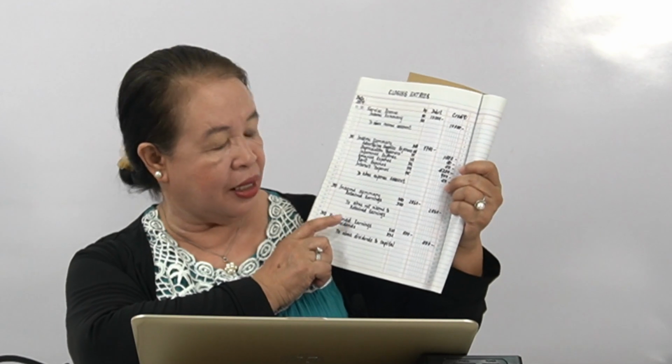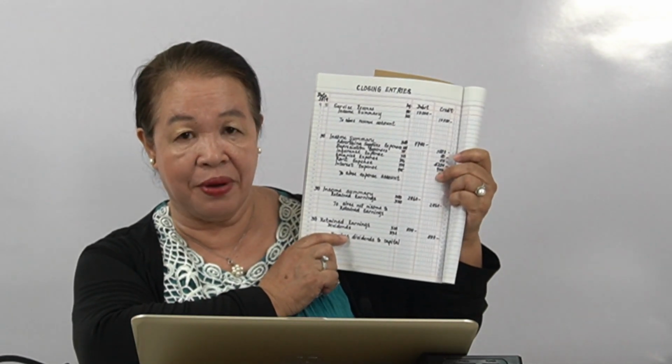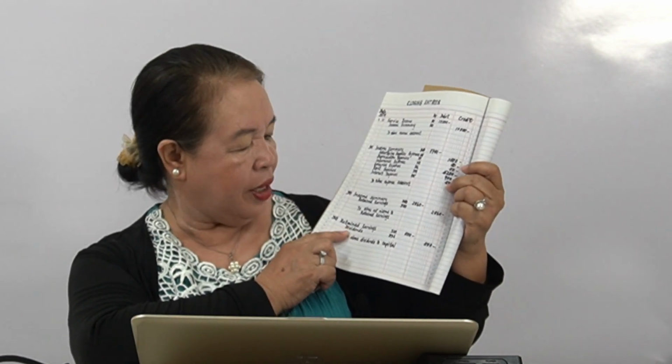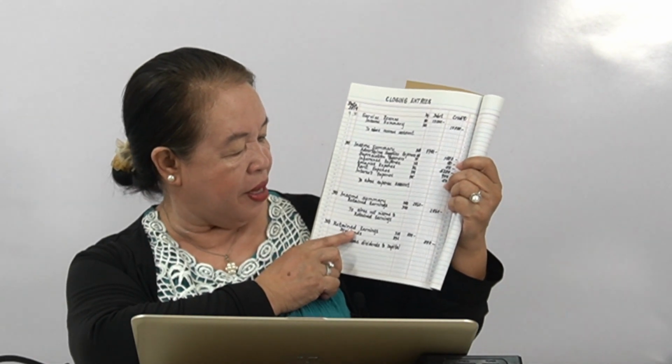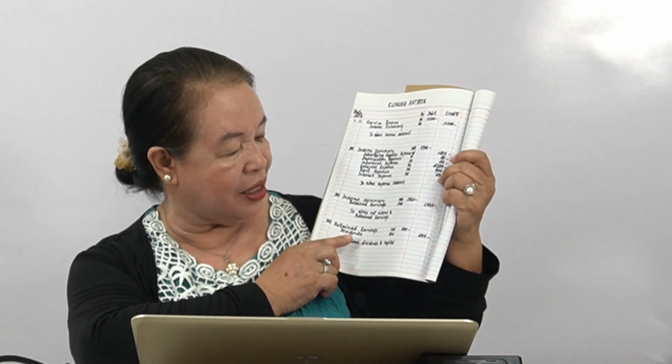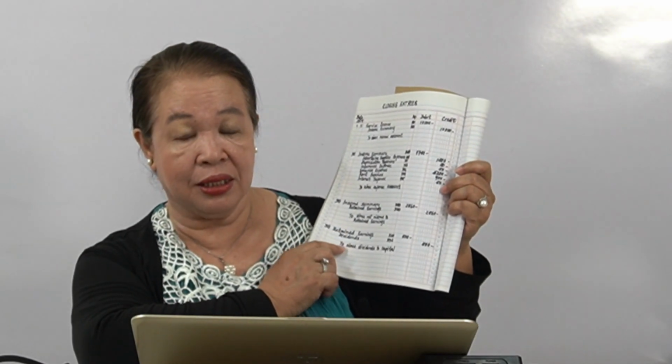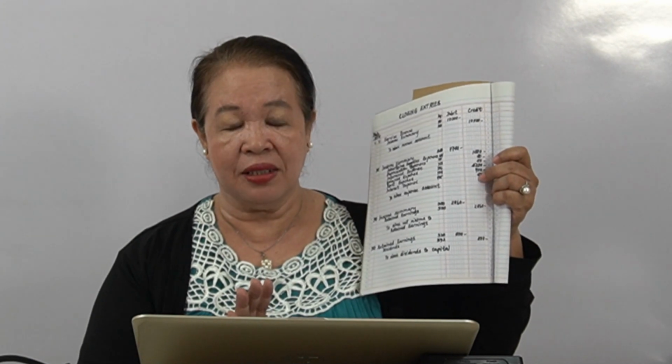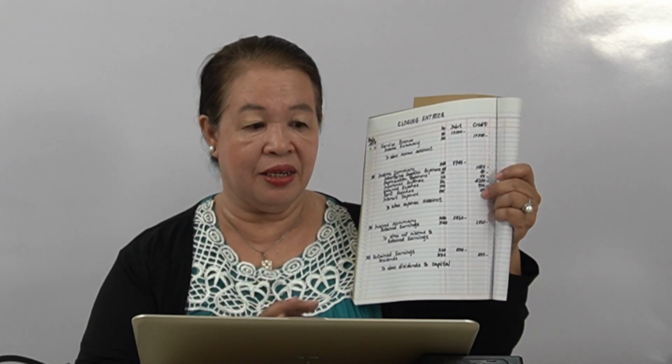And then, meron tayong dividend na 500. Anong ginawa natin? We debit retained earnings 500 and then credit dividends na 500 para mabawasan ang retained earnings ng dividend because nag-declare tayo, nagbayad tayo ng dividends. No? Ang dividend is not an expense. Direct siya na deduction sa retained earnings. Hindi siya regular na expenses.